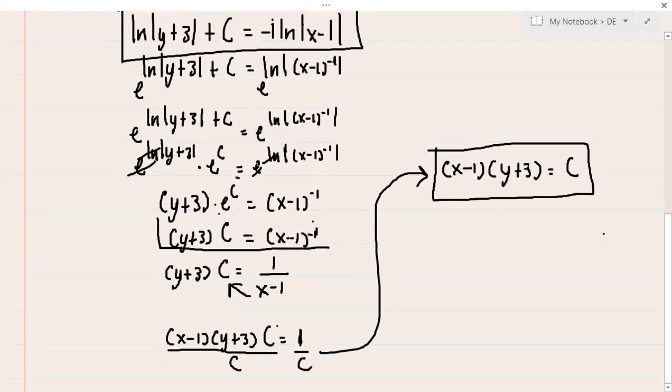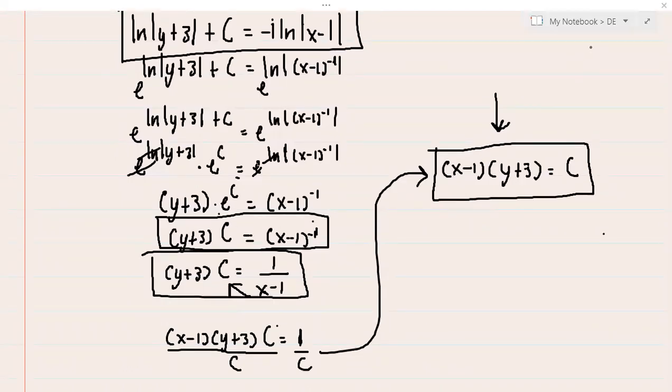Pwede rin to. Okay? Pwede rin ito. Okay? Or ito. I'm just giving you some possible correct answers.